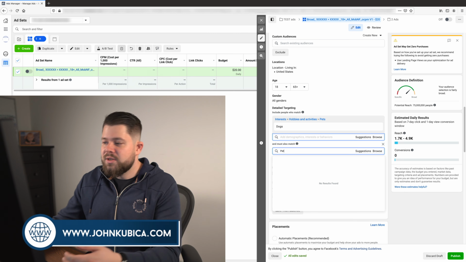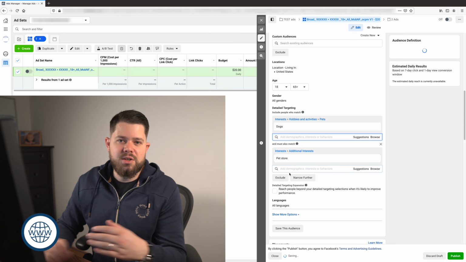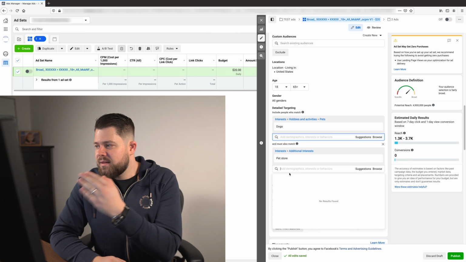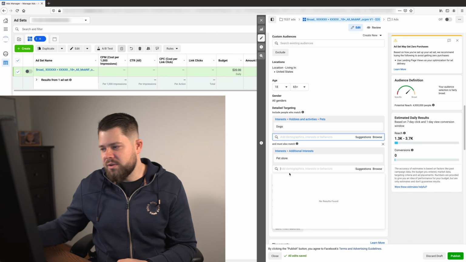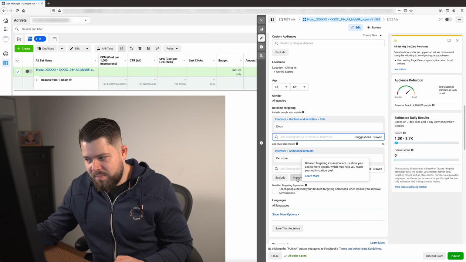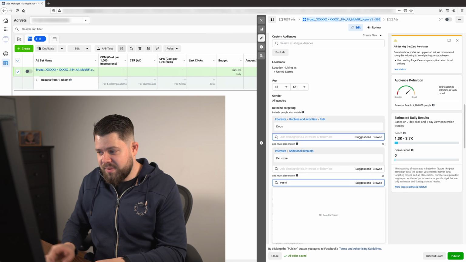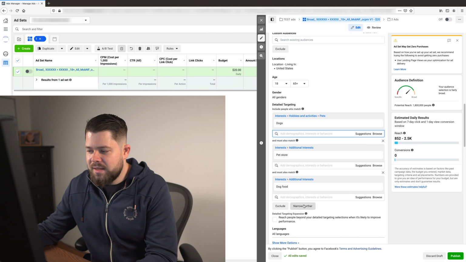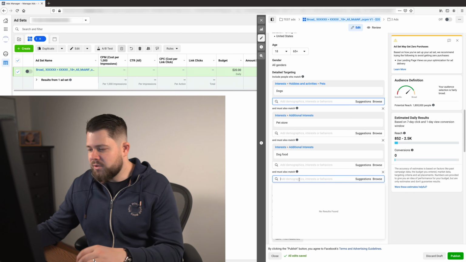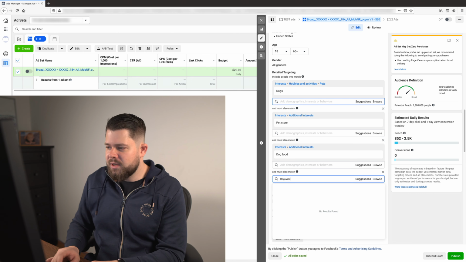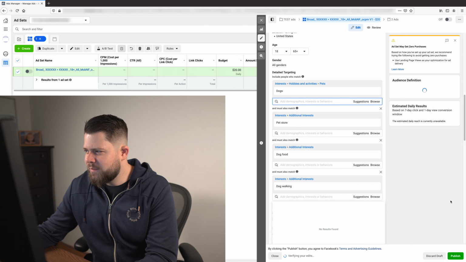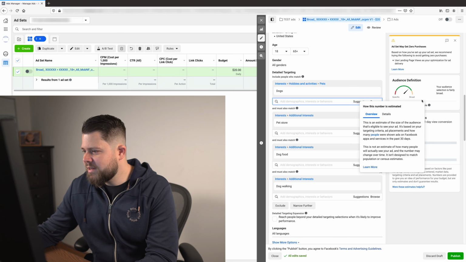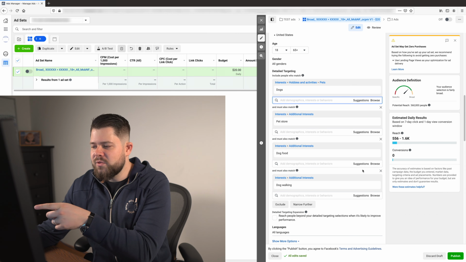Now you can narrow it with, for example, pet store. So let's say it's a dog owner and he or she goes to the pet store a lot, and let's say they buy pet food, maybe dog food, and maybe they also like dog walking, but it will be super small, 360,000 people. That's already too small, but I would still test it probably.